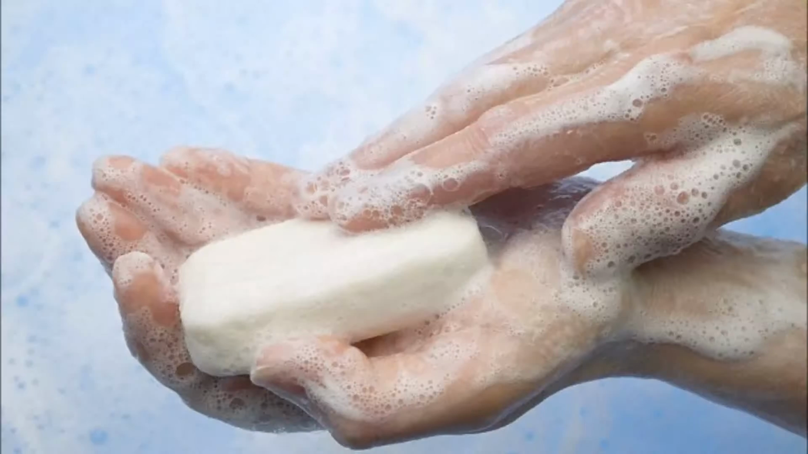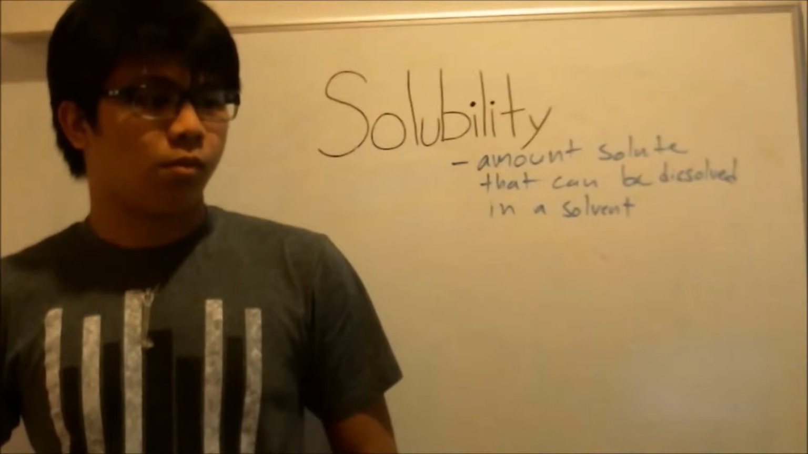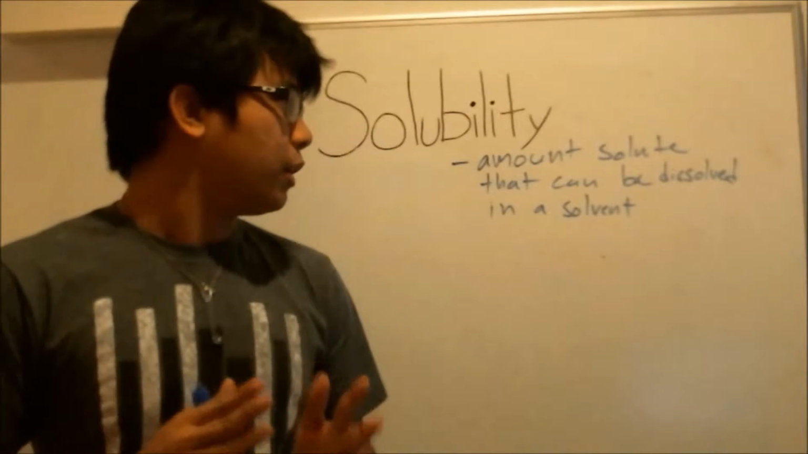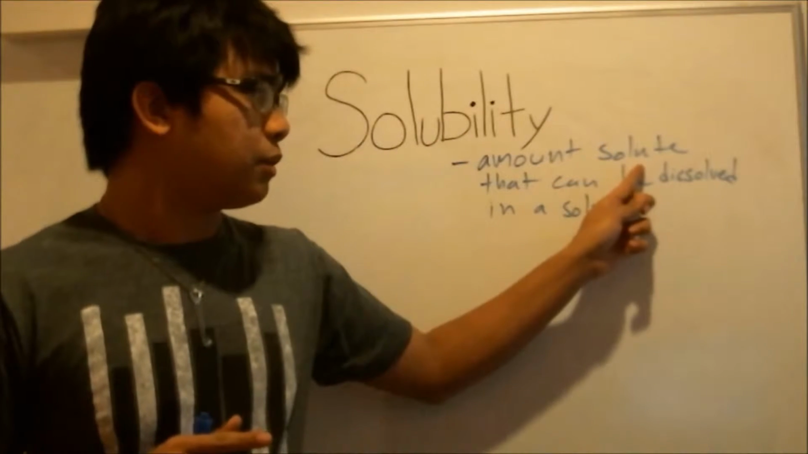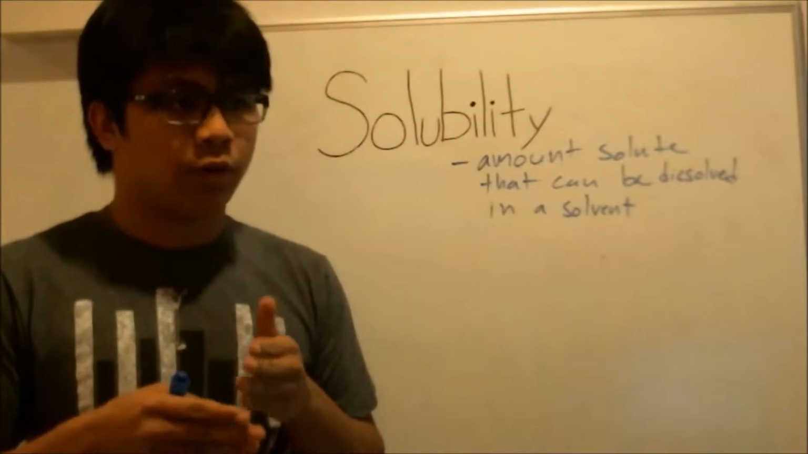Well, examples include soap and water, sugar and tea, and the BP oil spill in our beloved ocean. But Chris, oil doesn't dissolve in water, it floats on top. Well, we're measuring the solubility, which is the amount of a solute being dissolved in a solvent, whether it's being dissolved in or not at all.